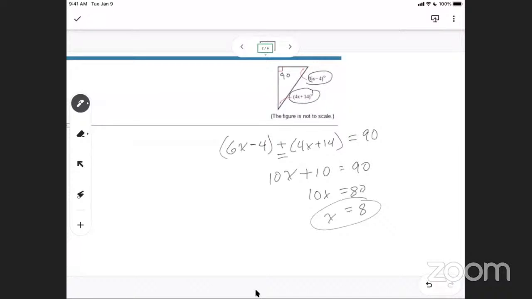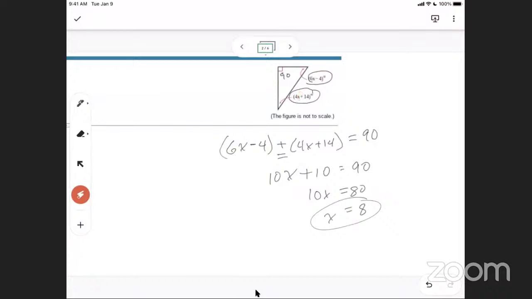Now the answer isn't 8 though, because they asked you what are the measures of the angles. So now what do I have to do? You have to subtract 90 minus 8. Nope. Look at what I've just found. I found X. But what did the question say? What did the question want me to find? I want you to find the angles, right, for each. But I found X. So what am I going to do with X? Do you plug it back in?